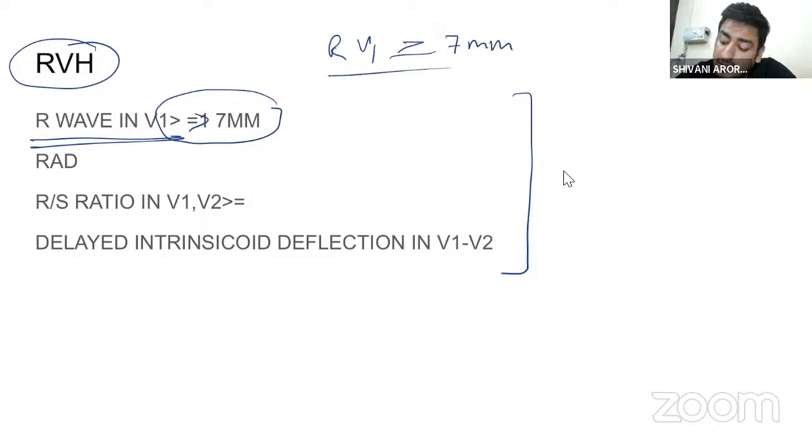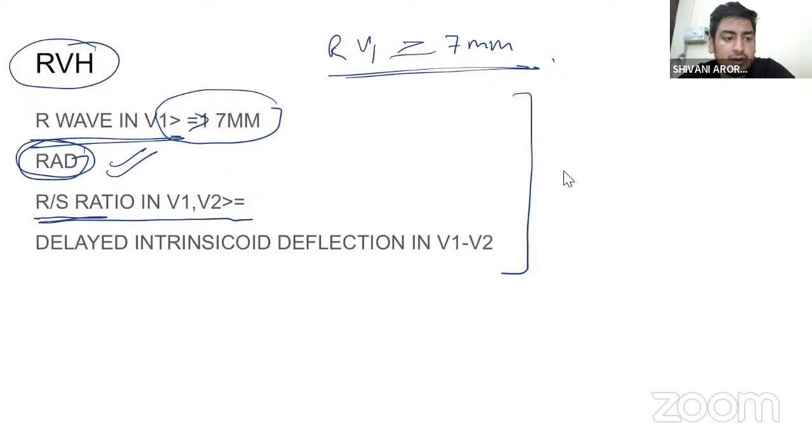Okay. Third thing is R to S ratio in V1, V2 should be more than or equal to 1. That is, in V1 and V2, R wave should be more than or equal to S wave.